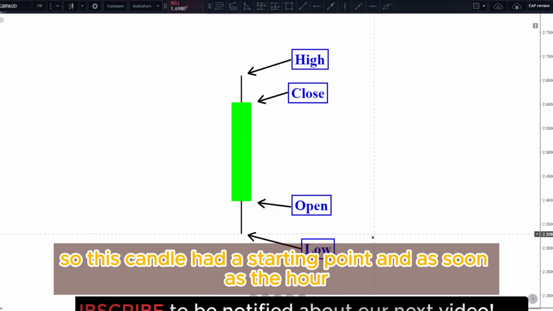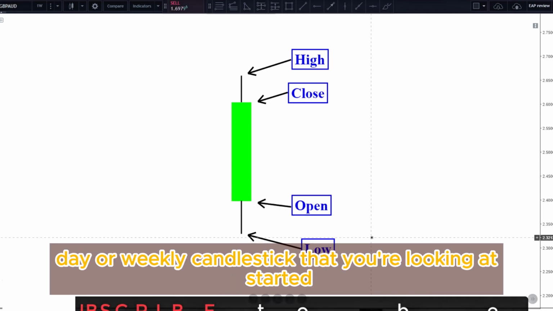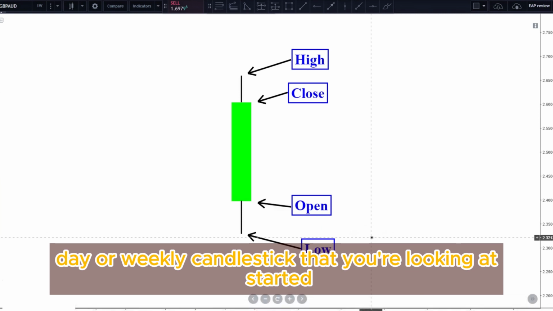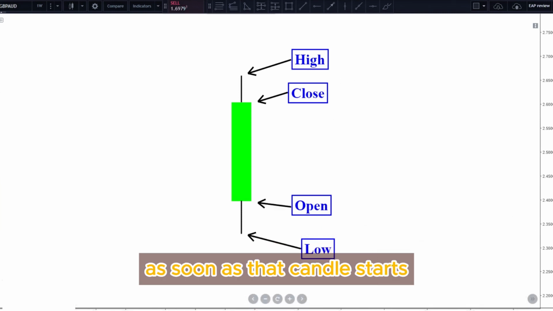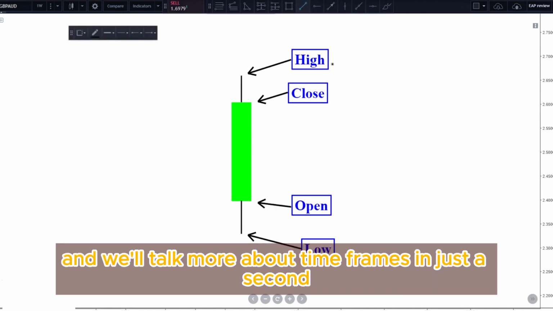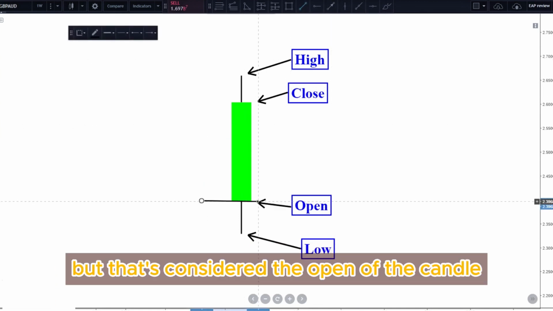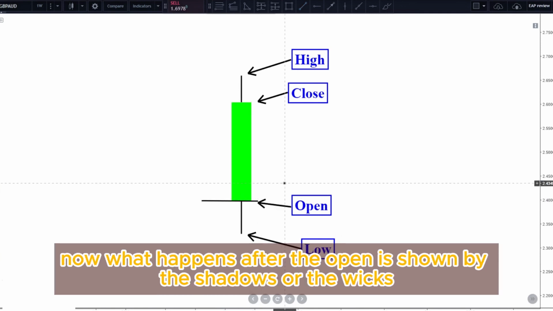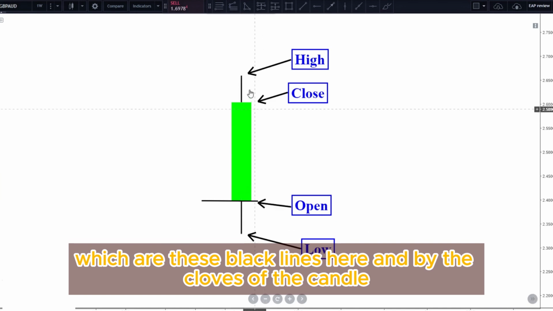So this candle had a starting point, and as soon as the hour, day, or weekly candlestick that you're looking at started, as soon as that candle starts, that is considered the open. And we'll talk more about time frames in just a second, but that's considered the open of the candle. Now what happens after the open is shown by the shadows or the wicks, which are these black lines here, and by the close of the candle.